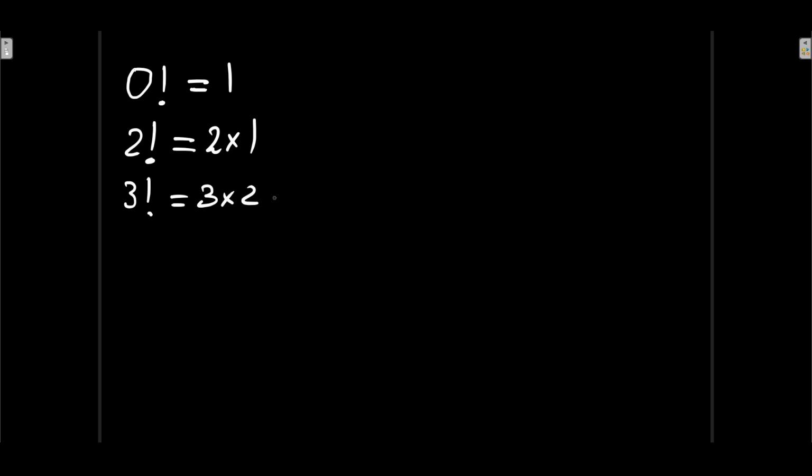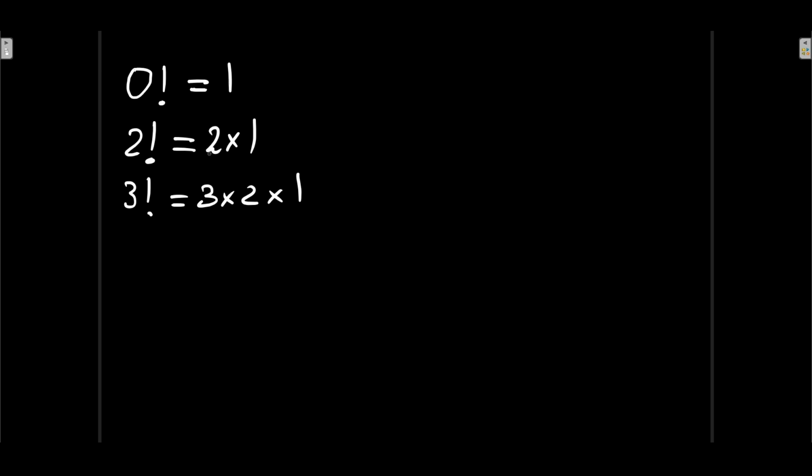We often hear that 0 factorial is equal to 1. So what's the logic behind this concept? For instance, 2 factorial is equal to 2 times 1. If I take 3 factorial, this is equal to 3 times 2 times 1. But here we can observe one thing.